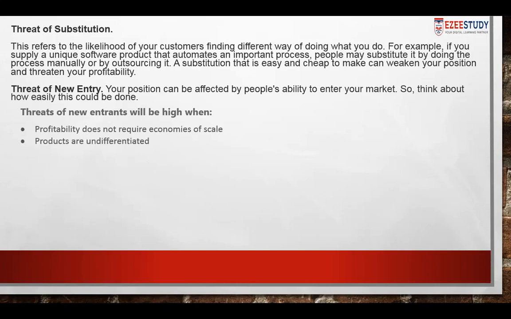Products are undifferentiated. When products are undifferentiated, that is, when you're not producing a unique product and you're producing almost a similar type of product, the threat will be high from entrants, because they don't have to do anything special to compete with you, because they have to produce the same product which everybody else is producing.